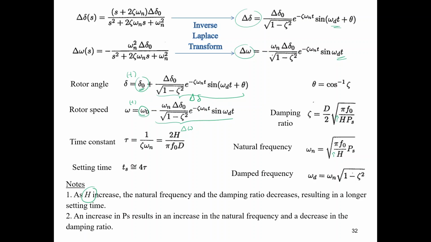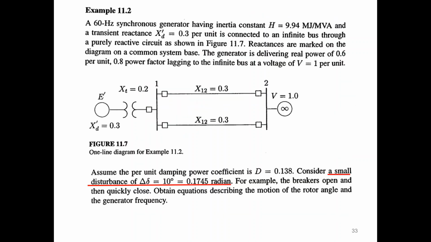And the increase in PS, the synchronizing coefficient, results in the increase in natural frequency, and the damping ratio will decrease. Let's see the example, okay? How we analyze. You would realize what it means by small signal stability.